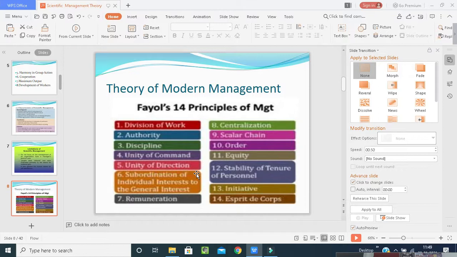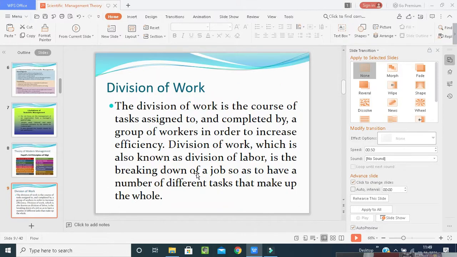So we learn with pictures one by one what it means, so that it can be understood by you. Now, first we will go with the first of Henry Fayol's 14 principles. The first principle is division of work. See, what do we mean by division of work?